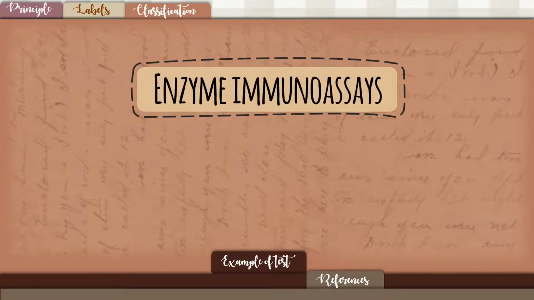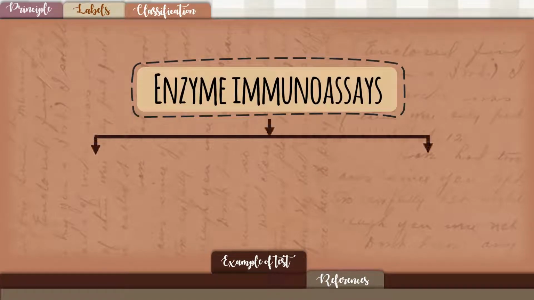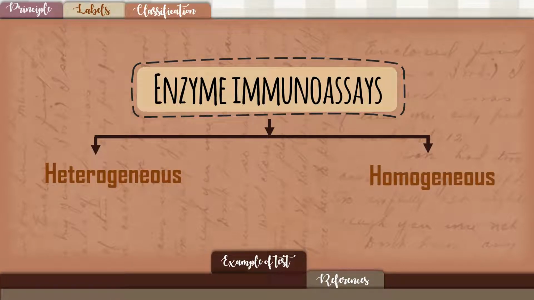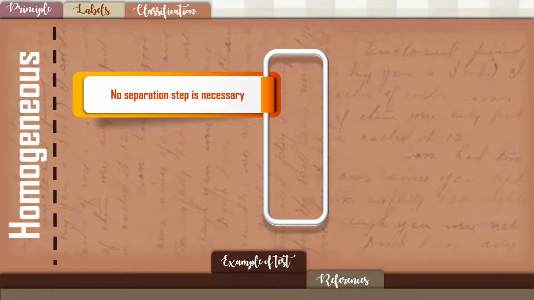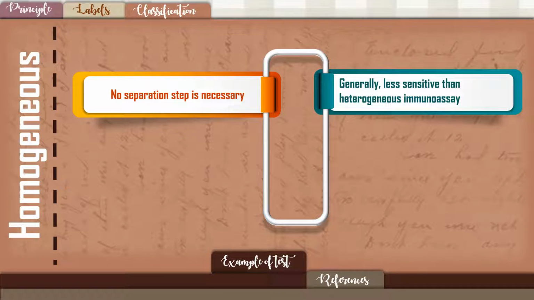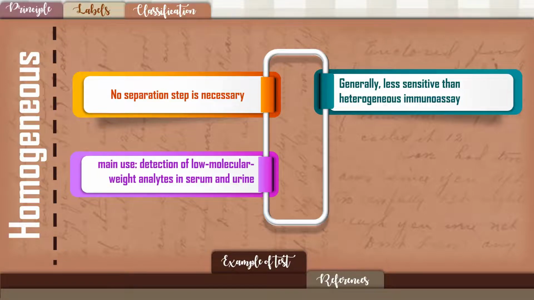Classification. Enzyme immunoassays are classified as either heterogeneous or homogeneous on separation criteria of immunocomplex. For homogeneous immunoassays, no separation step is necessary because enzyme activity diminishes when binding of antibody and antigen occurs. Homogeneous assays are also generally less sensitive than heterogeneous assays, but they are rapid, simple to perform and adapt easily to automation. Their main use has been in the detection of low molecular weight analytes in serum and urine, such as hormones, therapeutic drugs, and illicit substances.